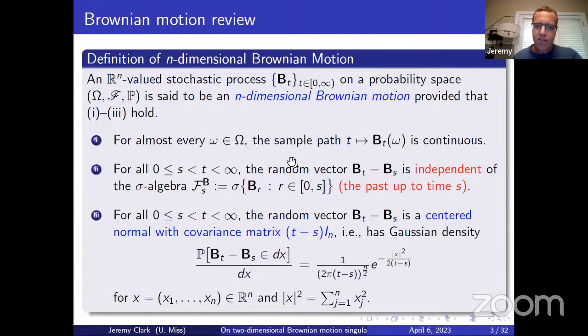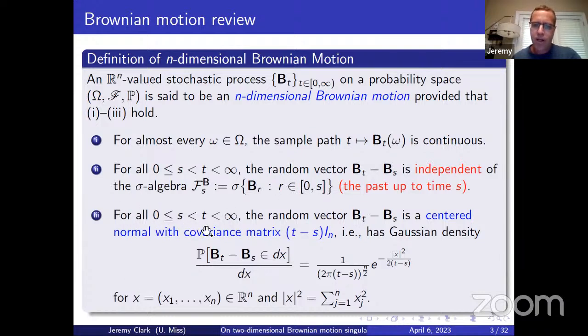So second is that given two times s and t, the increment of the process is independent of the past. In other words, B_t minus B_s, which is a random vector, is independent of the sigma algebra generated by the past of the Brownian motion up to time s.